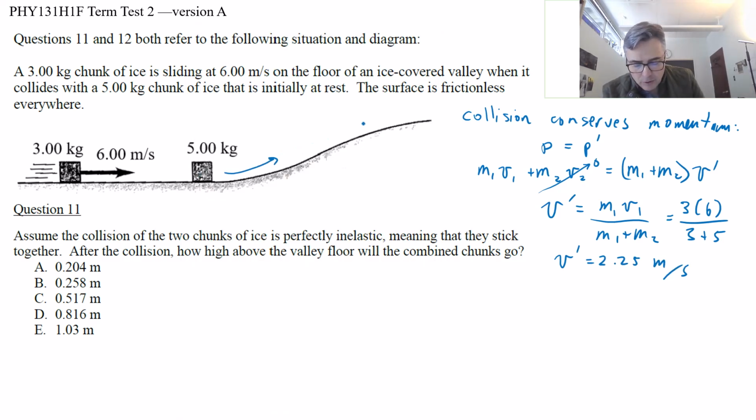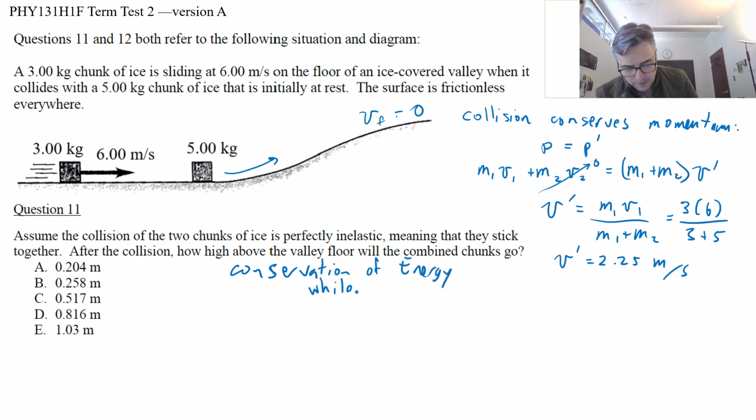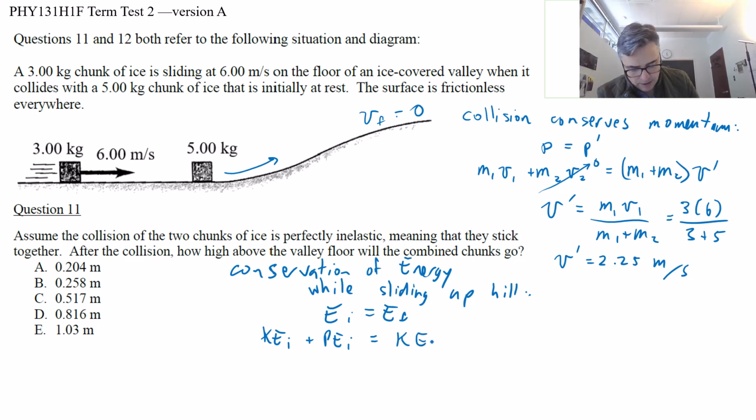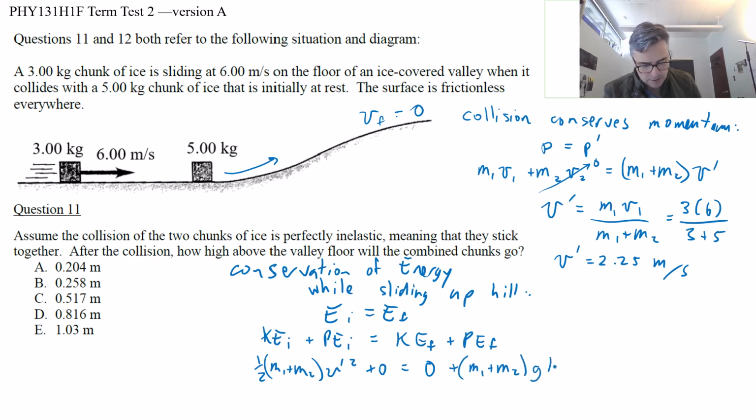And then it will go up until v final is equal to 0. So what will happen is conservation of energy while sliding. So E initial equals E final. KE initial plus PE initial equals KE final plus PE final. So the KE initial is 1/2 m1 plus m2 times v prime squared, plus 0, which is equal to the KE final, it's going to stop at the end, plus m1 plus m2 times g times h final. And we're trying to solve for h final. We can divide both sides by the total mass. Turns out it doesn't matter.